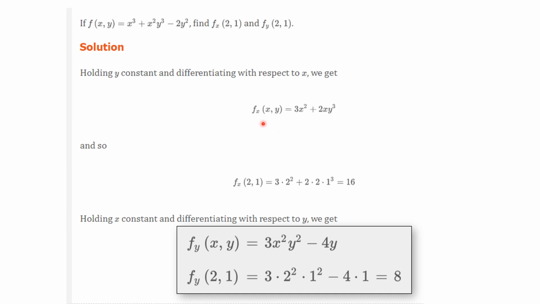Okay, when you take the partial with respect to x, you get 3x squared plus 2xy cubed. So when I substitute in 2 for x and 1 for y, I do the calculation, I get a numerical value of 16. If I hold x constant and differentiate with respect to y, I get this: 3x squared y squared minus 4y. And when I plug in again x to be 2 and y to be 1, I get the constant 8.